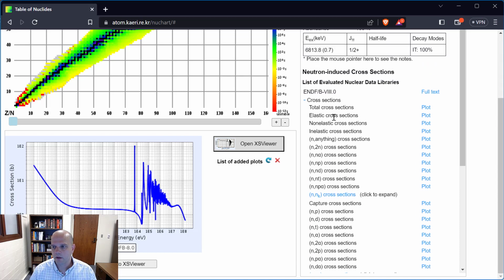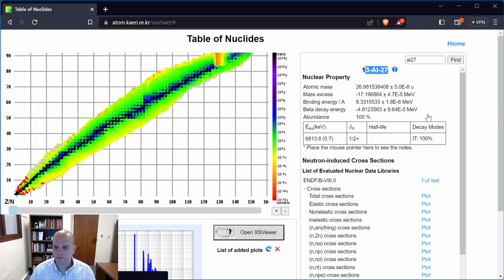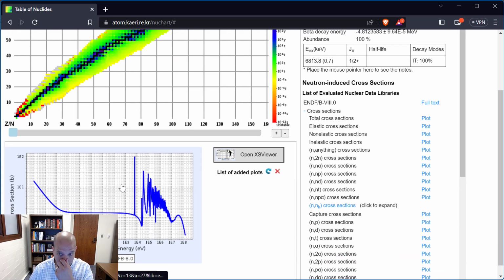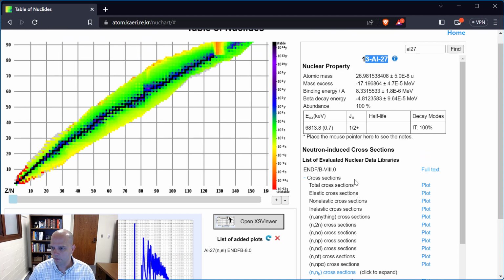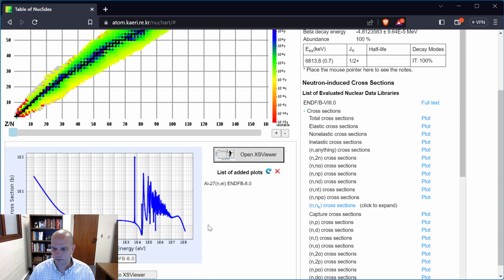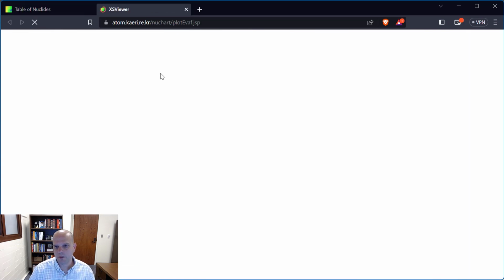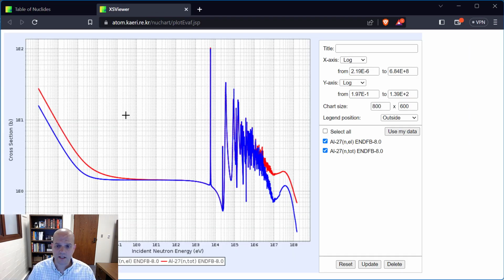We were looking at the elastic cross-sections earlier today. I could look at that one. So it updates my plot. And down here, I could add this to the viewer. You see it appears right here. And then let me go back to the total cross-section. And I want to add that to the viewer. And if I open up the viewer, it opens up a new tab, and I can see these side by side.